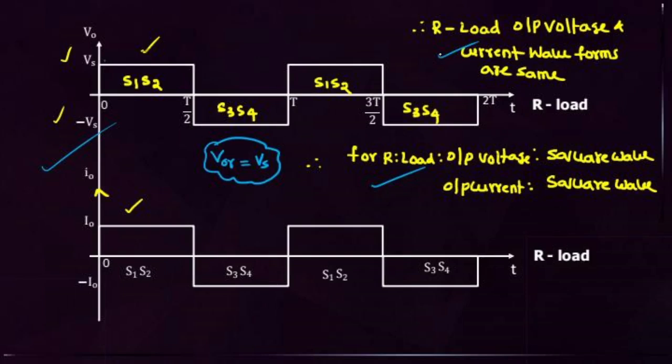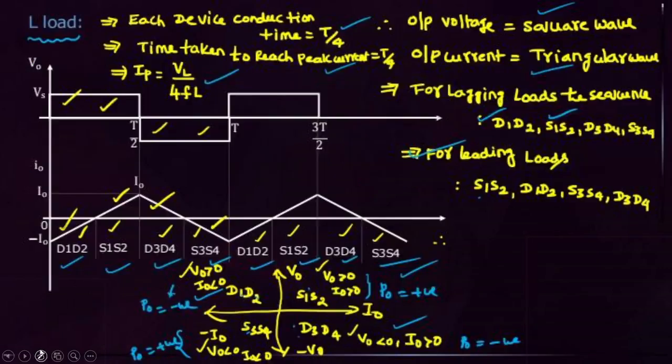Then for resistive load, what is the output current waveform? Square waveform, output voltage and output current. There is no change. Whatever half bridge inverter waveforms I gave, the same waveforms will repeat. But in a half bridge inverter it is Vs by 2, but here it is Vs. In a half bridge inverter at a time one switch is conducting, but here two switches are conducting.